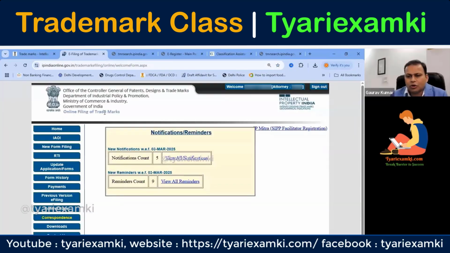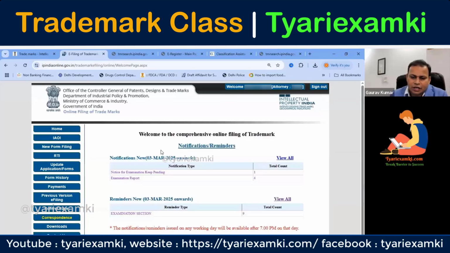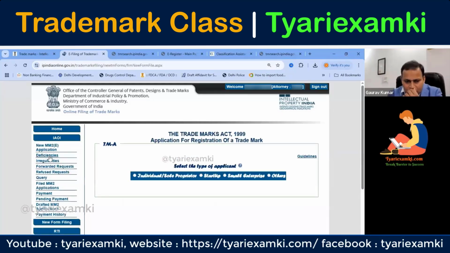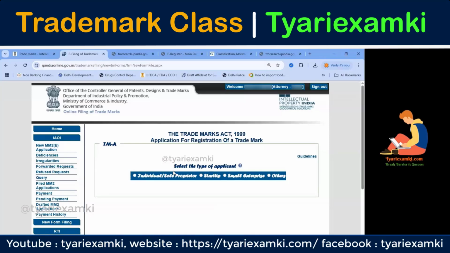So this is the dashboard of a login of attorney. Mr. Rohit Kumar is attorney. This is the attorney code. Once you log in, it will show you the view all notification that has been communicated to you by the department. And here, this is the form TM. So through this TMA application, we generally apply the trademark.